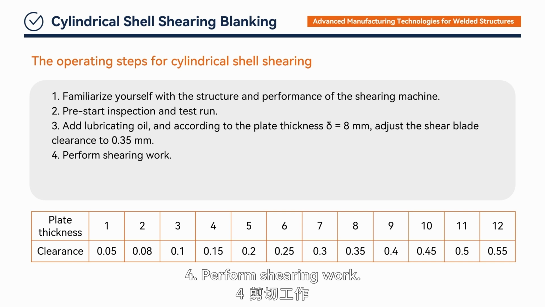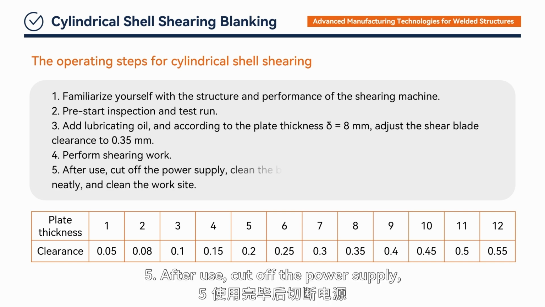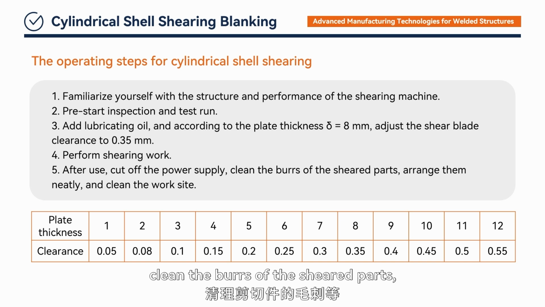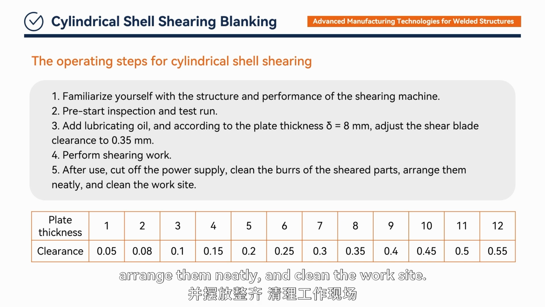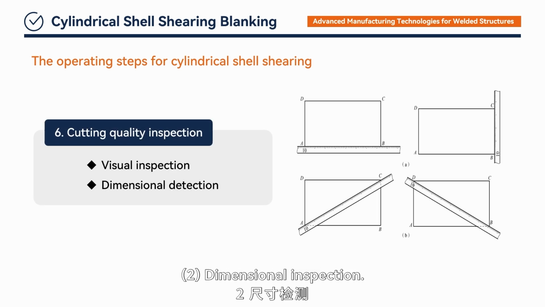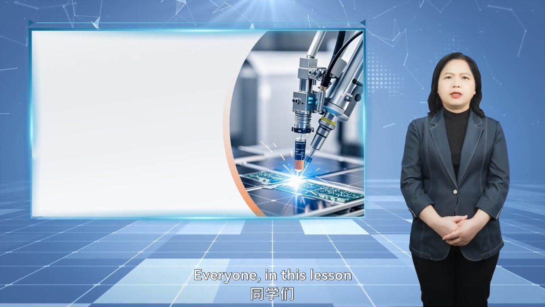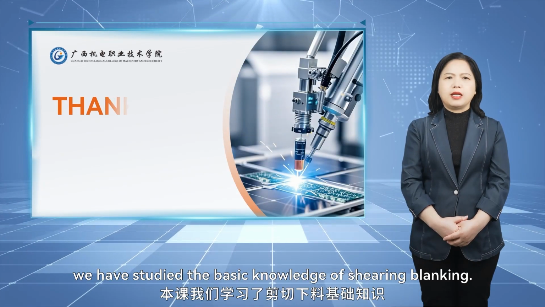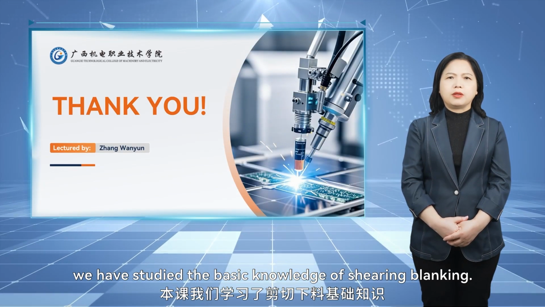4. Perform shearing work. 5. After use, cut off the power supply. Clean the burrs of the sheared parts, arrange them neatly, and clean the work site. 6. Quality inspection. 1. Visual inspection. 2. Dimensional inspection. Everyone, in this lesson we have studied the basic knowledge of shearing blanking.